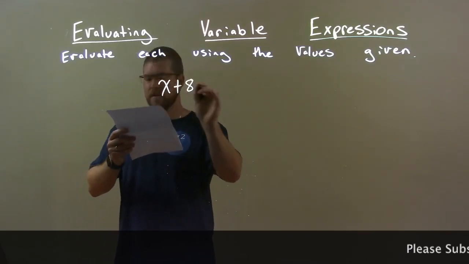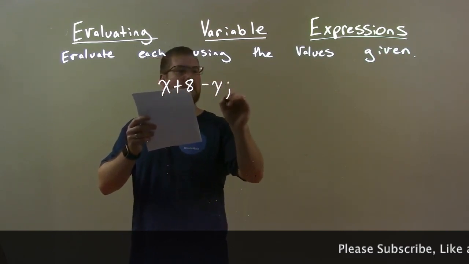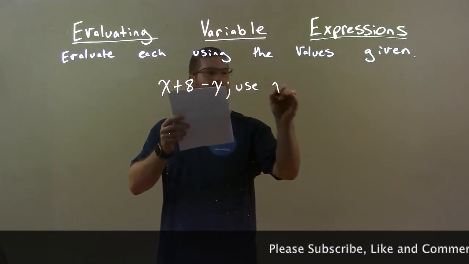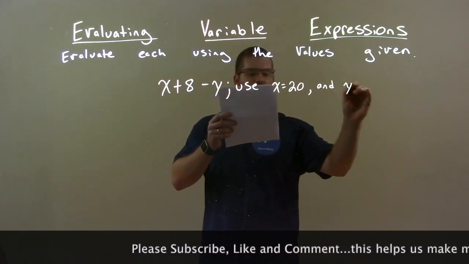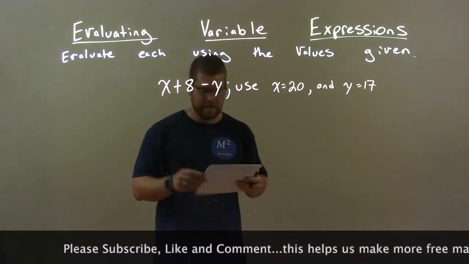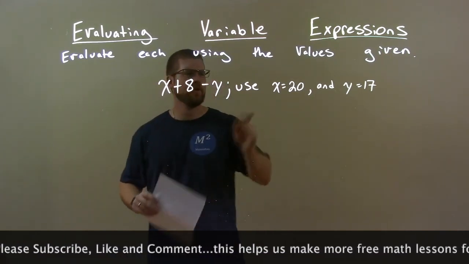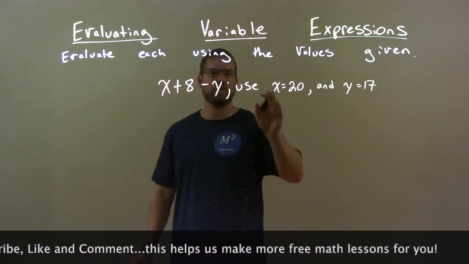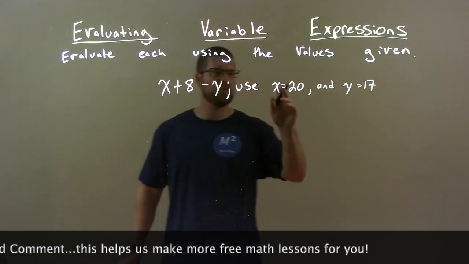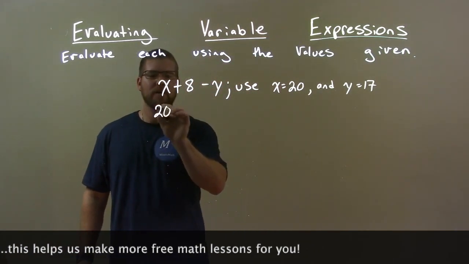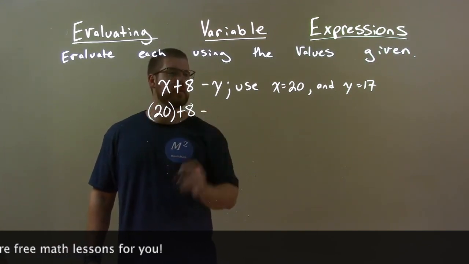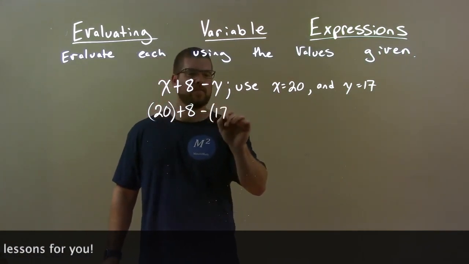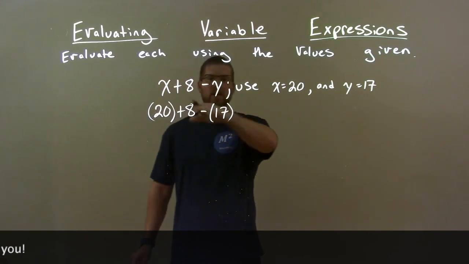X plus 8 minus y, and we need to use x to be 20 and y to be 17. All right. First thing, substitute our variables in with their corresponding values. So x is 20, 20 here, and using parentheses does help organize this. Y is just 17. So now we're given an expression.